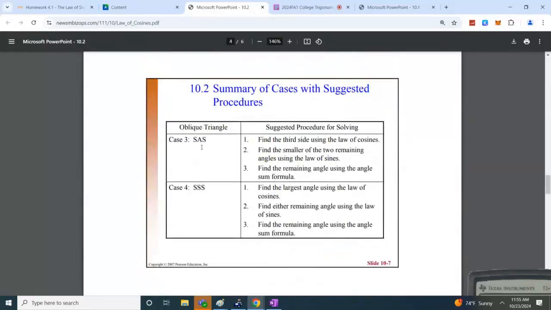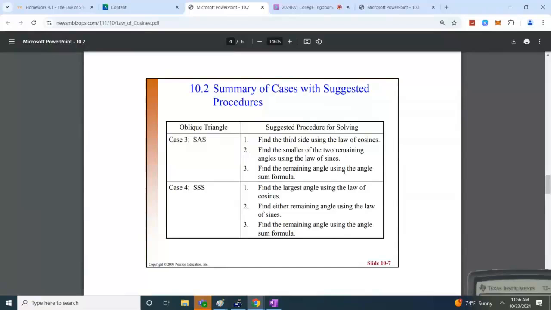If I go to the next slide, case number 3, this is where it starts to get a little bit tricky. Side angle side: if you're dealing with a side angle side, the first thing you should do is find the third side using the law of cosines. We haven't talked about the law of cosines yet. The second step says to find the smaller of the 2 remaining angles using the law of sines.